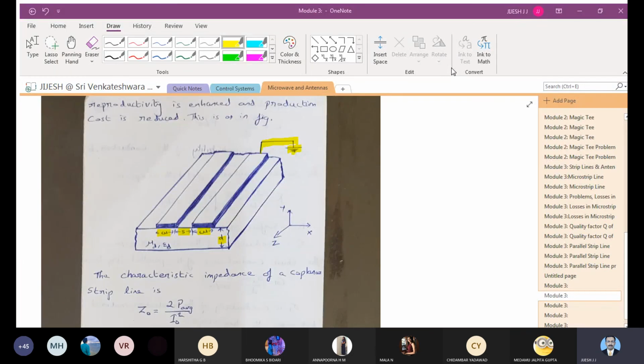So we'll continue the coplanar strip lines in the next class. You can go through the previous problems, whatever you have studied in parallel strip lines and microstrip lines, all the equations. The other two, coplanar and shielded, are left out in this module. So we'll complete it further. You can just note down that figure. After completing that, you can leave the meeting.